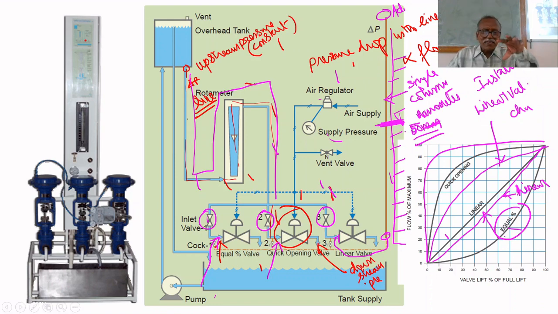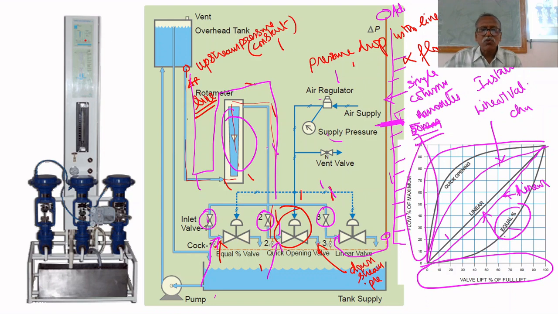Therefore, by adjusting the hand valve, you can keep the pressure drop across the valve constant. By keeping it constant, you vary the valve opening from 0 to 100%. You measure the flow rate through this valve using the rotameter and note down the flow rate for 0 to 100% opening. If you plot that, for a linear valve it will give linear characteristics.